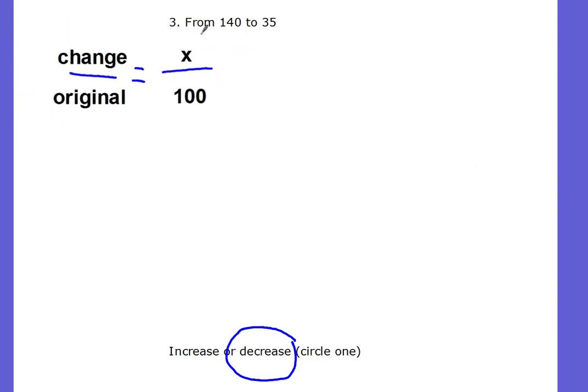Alrighty, so if I'm going from 140 to 35, the first thing I need to look for is the amount that it has changed. So what operation am I going to be doing? That's right. Since I'm looking for the change, I'm going to be subtracting those. So go ahead and figure out what is the change for this problem.